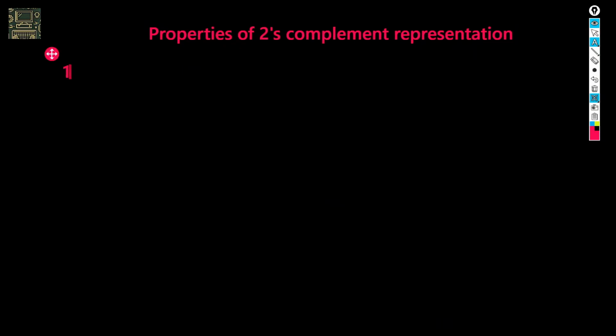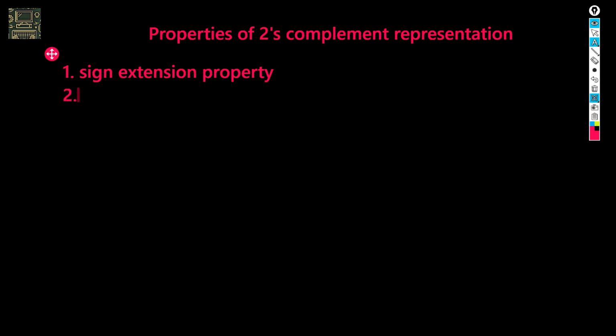So what are the properties? The first property is the sign extension property. It means that the sign of a number can be repeated on the left side up to a particular number of bits. So that is actually known as the sign extension property.